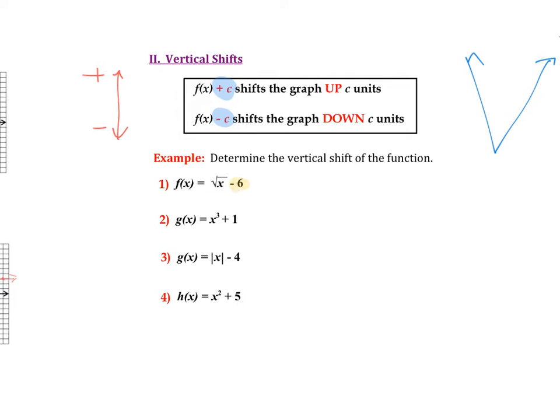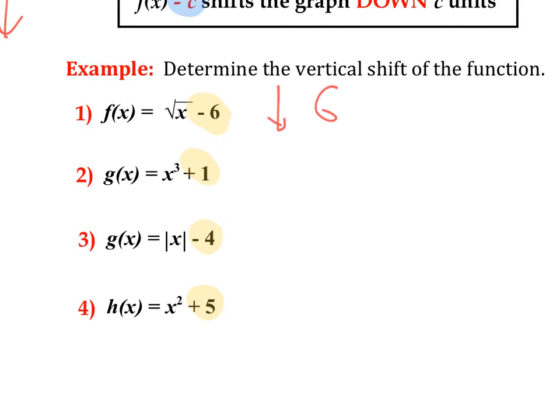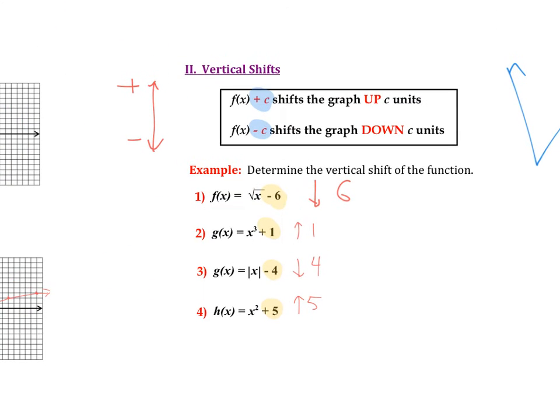So as I go through, I'm really just looking at the constant numbers on the outside of the function. I don't particularly care what type of parent function it is. I'm just looking at that constant value outside. All right, so the first one, it's going to go down 6 units. Number 2, since it's a positive 1, we're going to be going up 1 unit. Next, we're going to be going down 4 units. And last, we're going to be going up 5 units. Not too difficult there, right? So anytime you have a number outside of the function, a constant doing its own thing, not related to the x at all, that's going to control up and down movement.